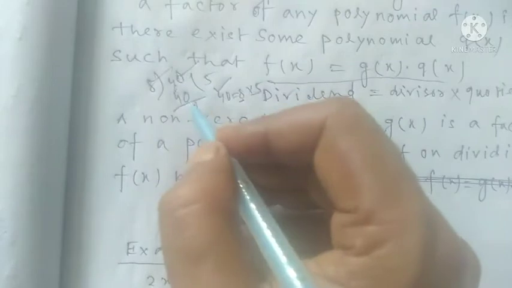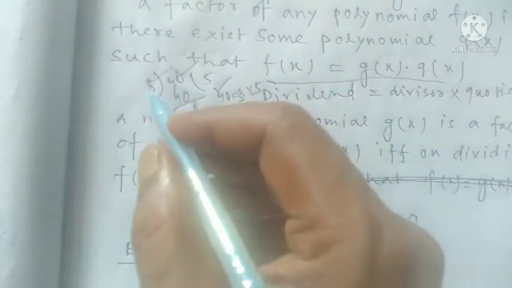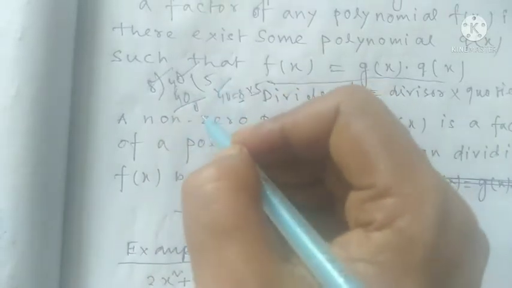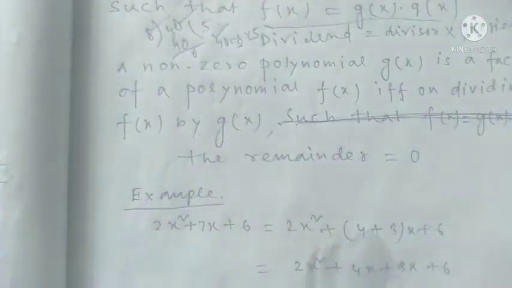Okay, if your dividend is 40 and you divide by 8, you get 5 and the remainder is 0, then 8 is a factor of 40. That means when you solve the exercise, I will explain with the example on the next page so that you can easily understand.